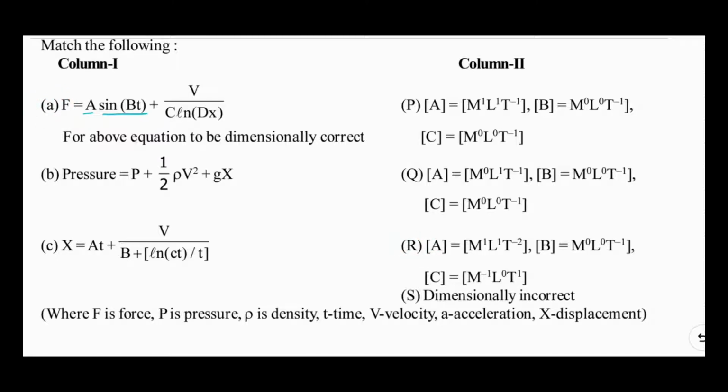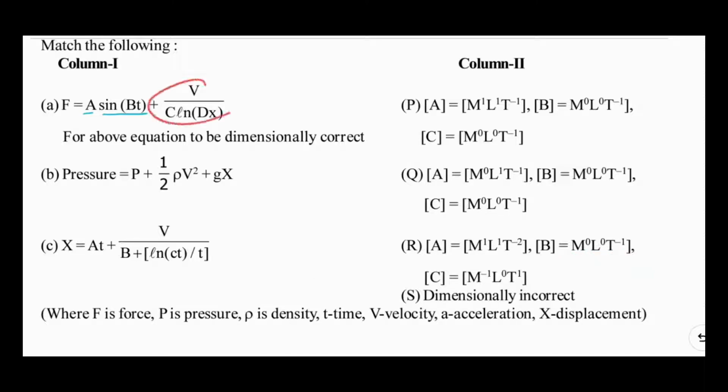Let us check for the other quantities in this expression. B here is multiplied with T and it is in sine. Sine of the BT term is here. Sine always has an angle, and an angle is a dimensionless quantity. For that, B and T multiplied together will give you a dimensionless quantity. Hence B should be 1 by T in order that BT is a dimensionless quantity. So B should be 1 by T, which is correctly matched here.